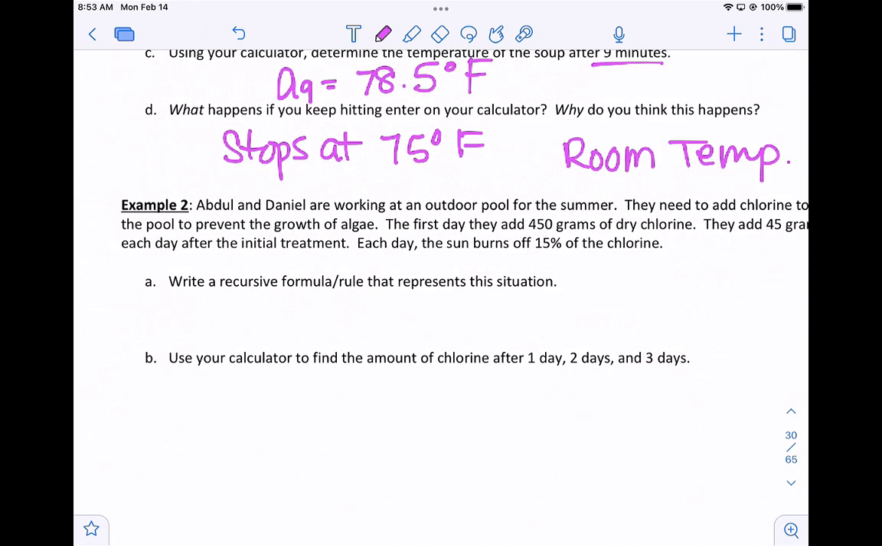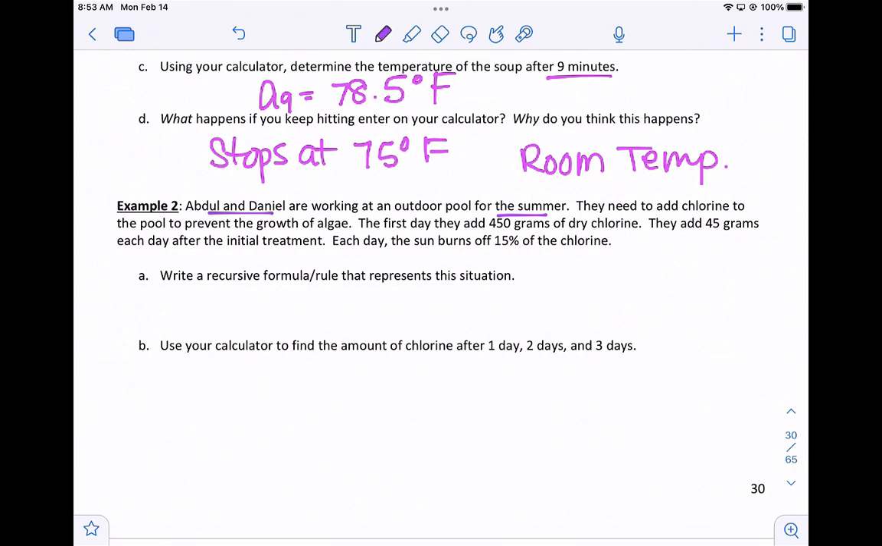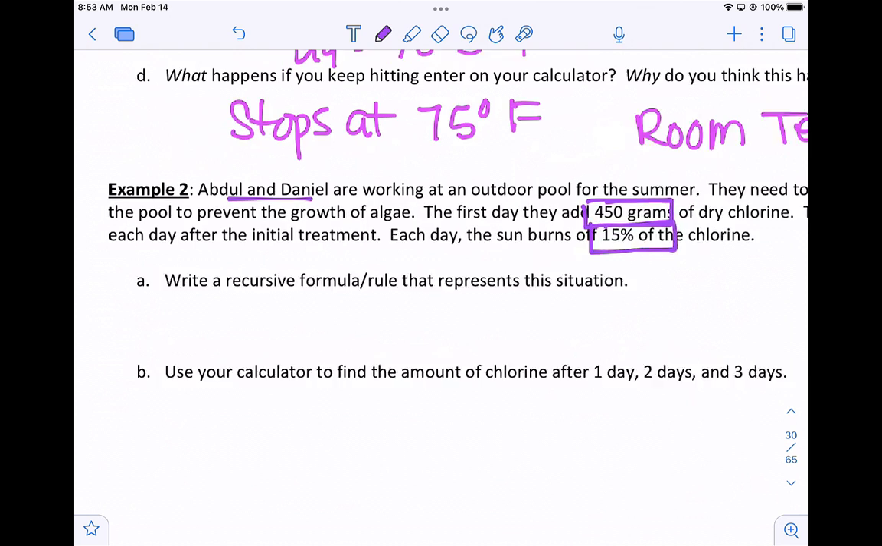Okay, next example of a shifted geometric sequence. Abdul and Daniel are working at an outdoor pool for the summer. They need to add chlorine to prevent the growth of algae. The first day they add 450 grams, and then they add 45 grams each day after the initial treatment. Each day the sun burns off 15% of the chlorine. Can you write the recursive formula rule that represents this situation?